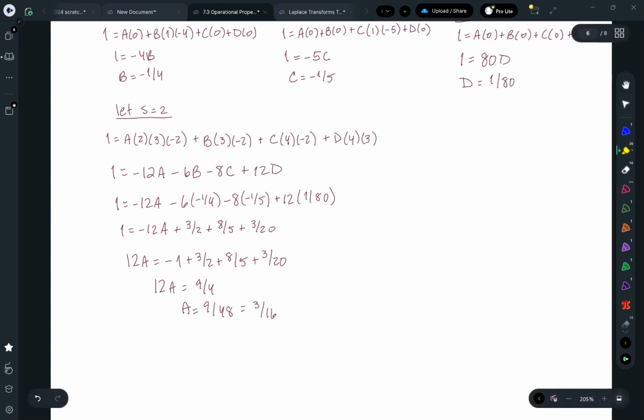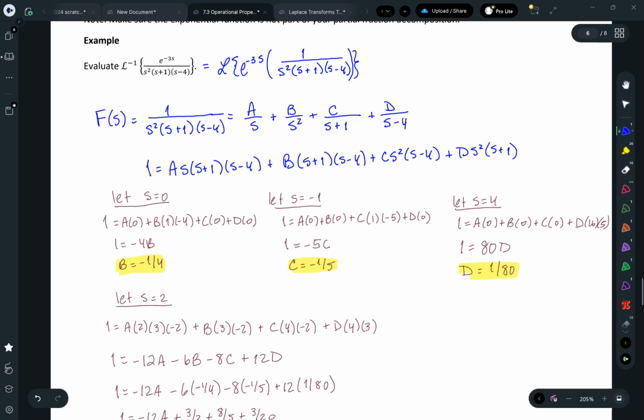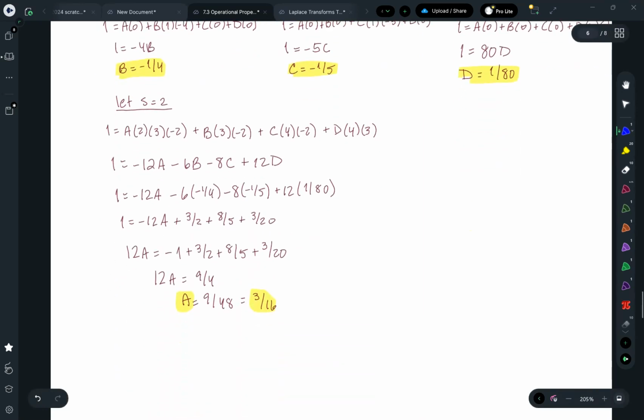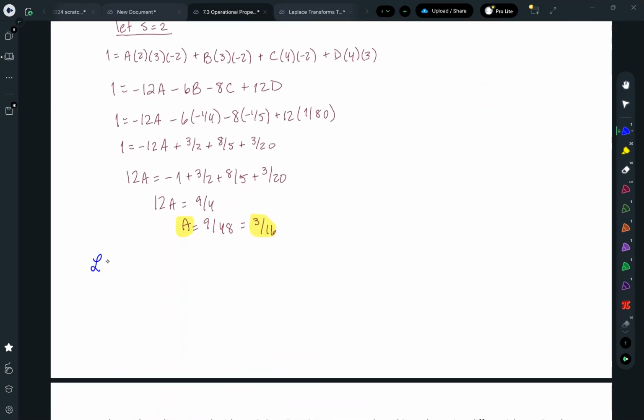Okay, so we have all of our values. This was like the majority of the work for this problem. And so finally, we can go back up and remember what we were doing. We were just trying to rewrite a fraction. So we're actually dealing with the Laplace inverse of e to the -3s times, and I'll rewrite it all, 3 over 16 over s, minus 1/4 over s squared, minus 1/5 over s plus 1, plus 1 over 80 over s minus 4.